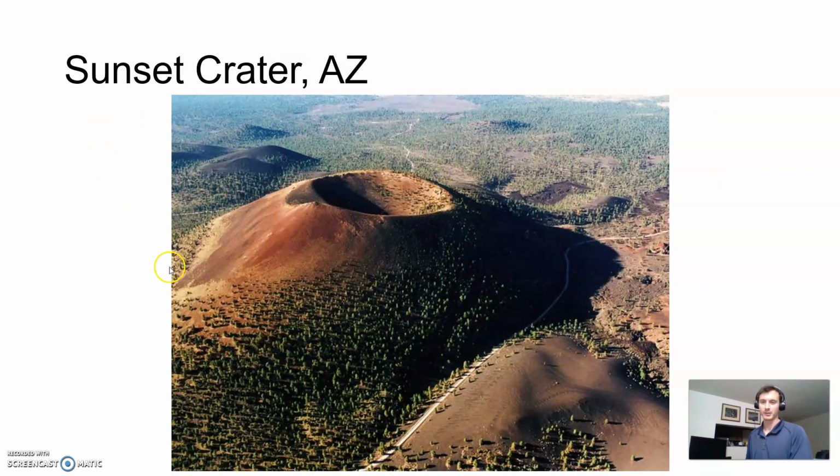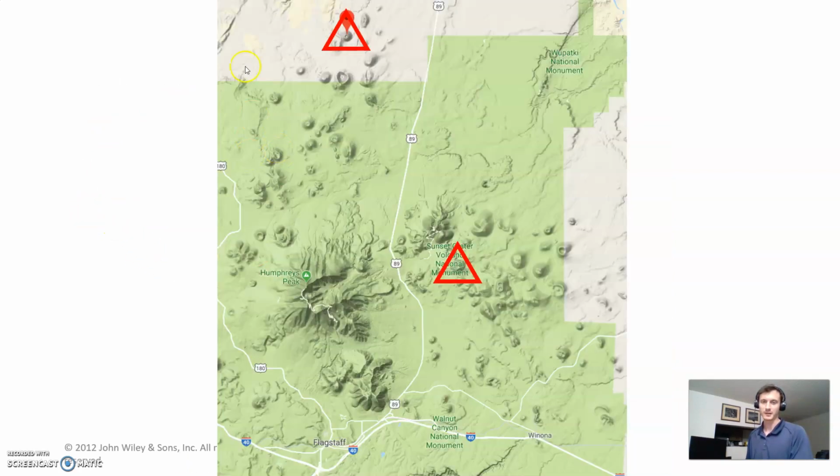And of course, Sunset Crater. This one you cannot hike in order to preserve it, but this is also a cinder cone volcano. You can see the location of Sunset Crater, SP up here. And we will talk about this, everything in the San Francisco mountains.